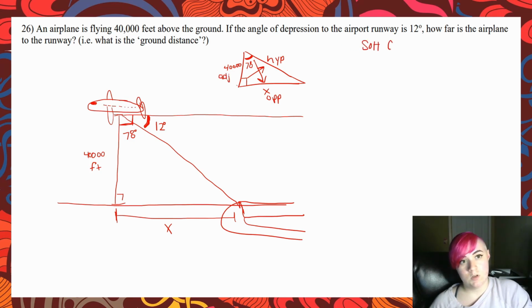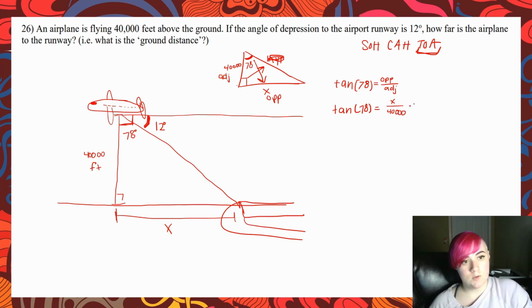So, SOHCAHTOA is what we're using again. We do not have the hypotenuse, and again, the only one without hypotenuse is tangent. So we have tangent of our angle, 78 degrees, which is going to be opposite divided by the adjacent. Opposite is x, the one we're missing, and adjacent is 40,000.